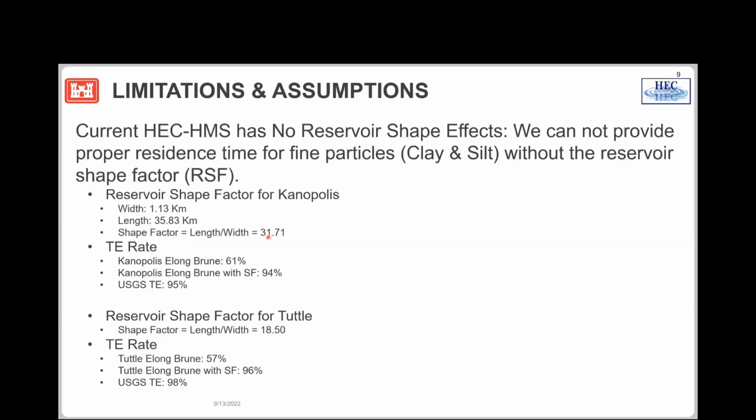And then I compared with and without this shape factor. I did a quick and dirty simulation, simply modifying the HEC-HMS code with the shape factor. For example, Kanopolis without the shape factor gives 60% trap efficiency. With the shape factor of 32, it gives 94% trap efficiency. We can compare with the measured USGS trap efficiency of 95%, pretty close. Another case study, Turtle Lake, has a shape factor of 8.5. Without the shape factor, 57% trap efficiency, and with the shape factor, 96% trap efficiency. That is pretty close to the USGS measured trap efficiency of 98%.